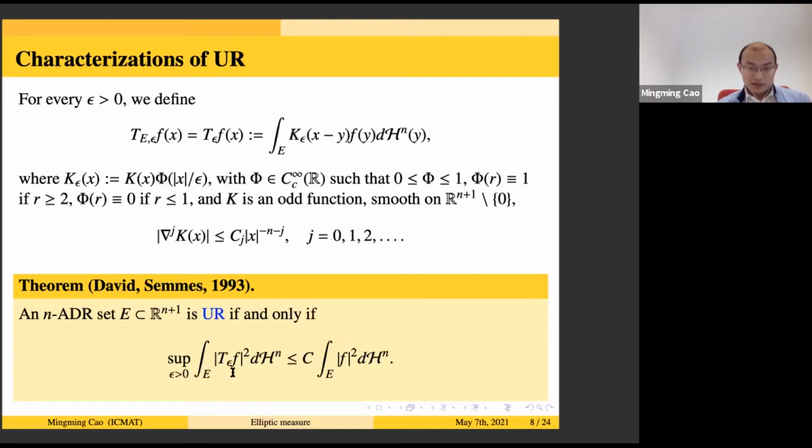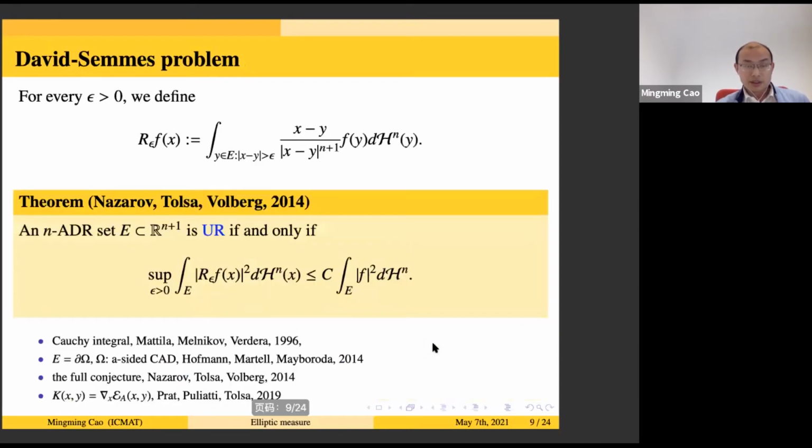Here, the truncated operator is used so that we do not have to show the existence of the principal value integral. Let us see a particular singular integral operator. At the same time, David and Semmes conjectured that uniform rectifiability is equivalent to L2 boundedness of the Riesz transform.